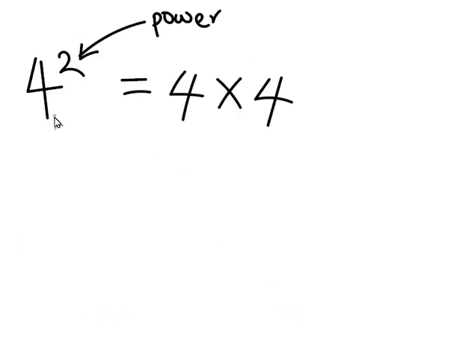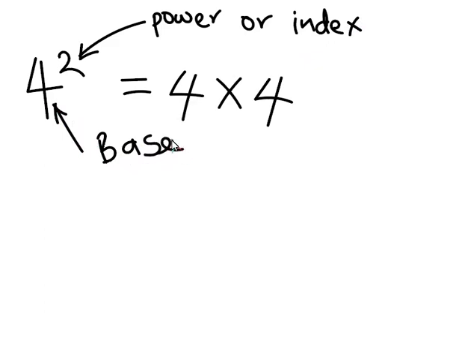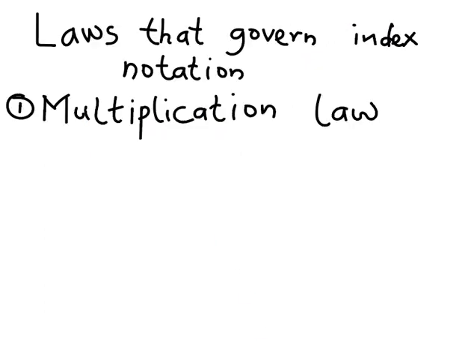So when we have a number like 4 raised to the power of 2, it is equal to 4 times 4. 2 is called the power, or we can say index, while 4 is called the base. So there are some laws that govern index notation, and I want to look at the first one.